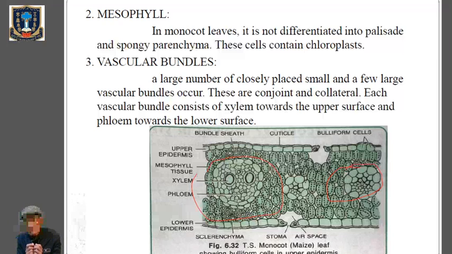Then we have one particular term called Kranz anatomy. That means in certain leaves, the upper epidermis becomes bulliform. And here the undifferentiated mesophyll cells, that is the cells which are not differentiated into palisade and spongy cells, form a ring outside the bundle sheath. Listen very carefully. The undifferentiated mesophyll cells form a ring outside the bundle sheath, and this arrangement of the mesophyll cells is called Kranz anatomy. So kindly go to the book, you will find this term. So here we have finished the anatomy of the leaf also.